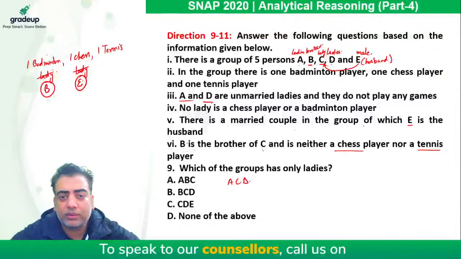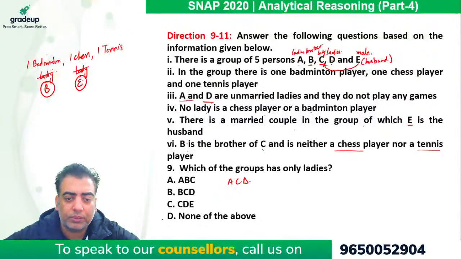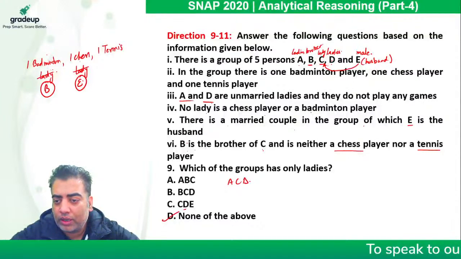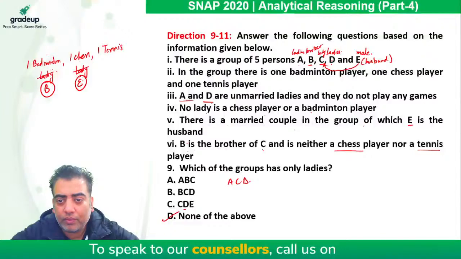Is that done, guys? Please check it out. I hope it is clear. So the correct answer option comes out to be none of the above, which is option D. Shobit, which part? Tell me.